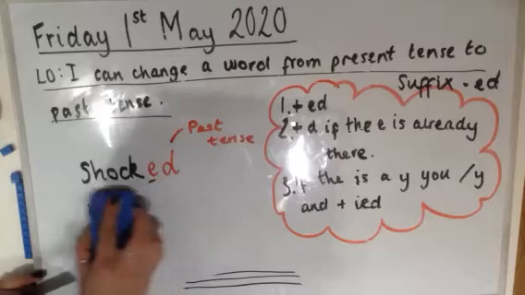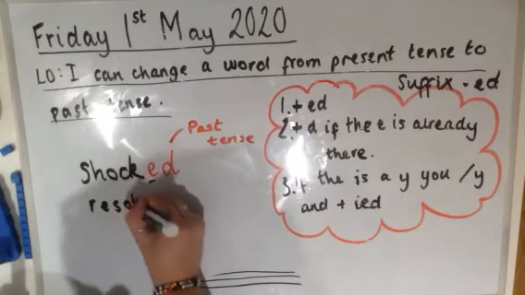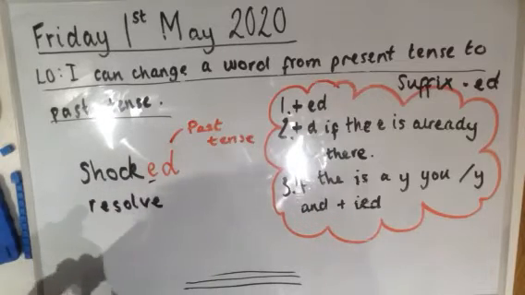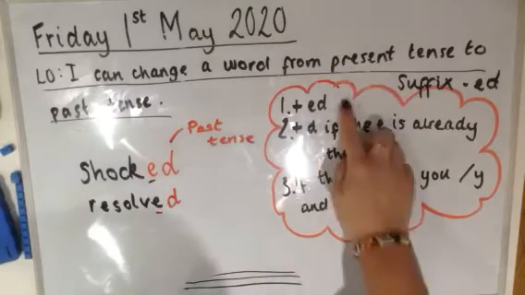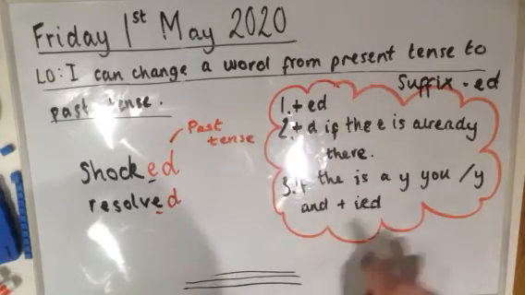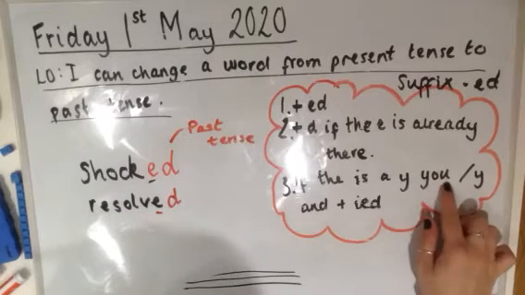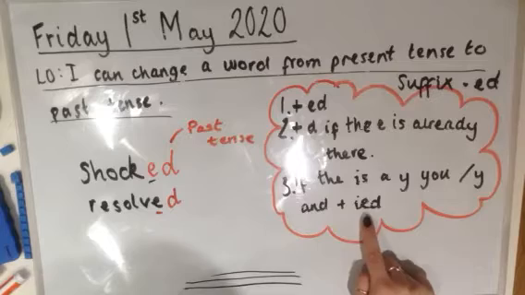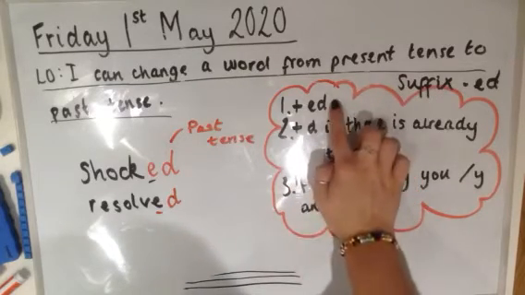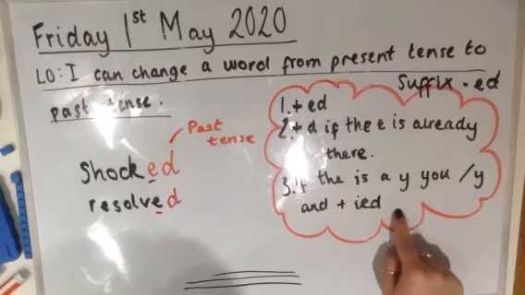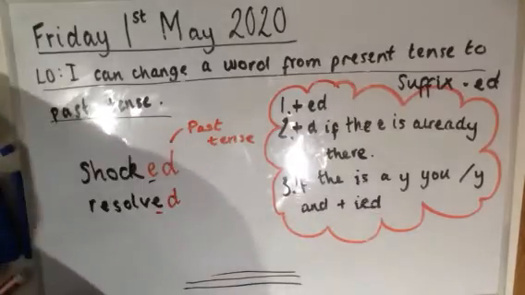Okay, I'm just going to write that one out again for you. So we had resolve. The e is already there, and we just add the d. So that's rule number 1 and rule number 2 done. Let's see if we can find one where the y is there, and this time you need to cross the y and add ied. This is where it gets tricky, because there are 3 rules with this suffix. We either add ed, just the d, or we cross the y and add ied. Okay, so let's carry on with the story.